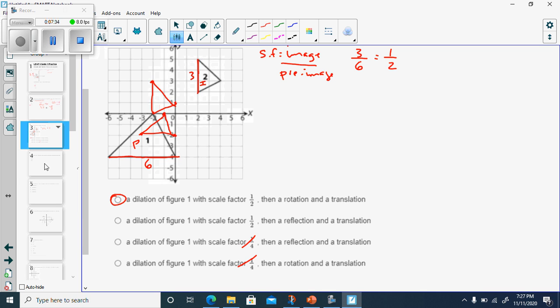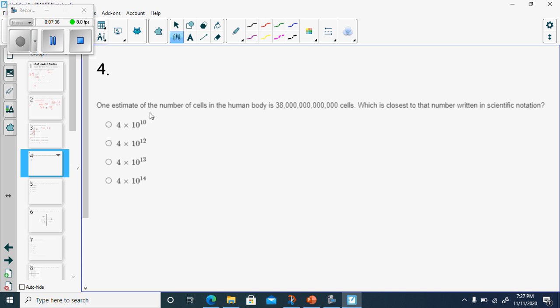Let's go to problem 4. One estimate of the number of cells in the human body is shown here. What's closest to that number in scientific notation? Well, if I round this 38 to 40, because all of those are 4, I've got 40, then 1, 2, 3 zeros, 1, 2, 3 zeros, 1, 2, 3 zeros, and then another 1, 2, 3. So 1, 2, 3, 4 groups of three.